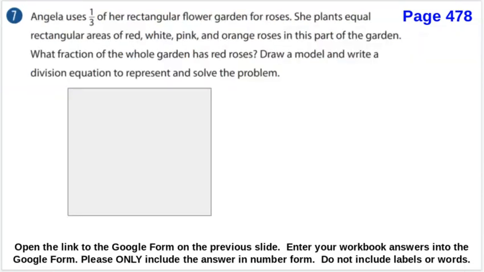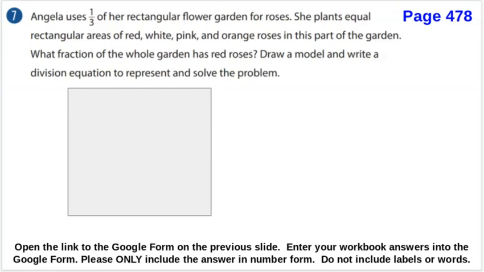Welcome back. We're now going to take a look at question 7 on page 478. It says, Angela uses 1/3 of her rectangular flower garden for roses. She plants equal rectangular areas of red, white, pink, and orange roses in this part of the garden. What fraction of the whole garden has red roses? Draw a model and write a division equation to represent and solve the problem.